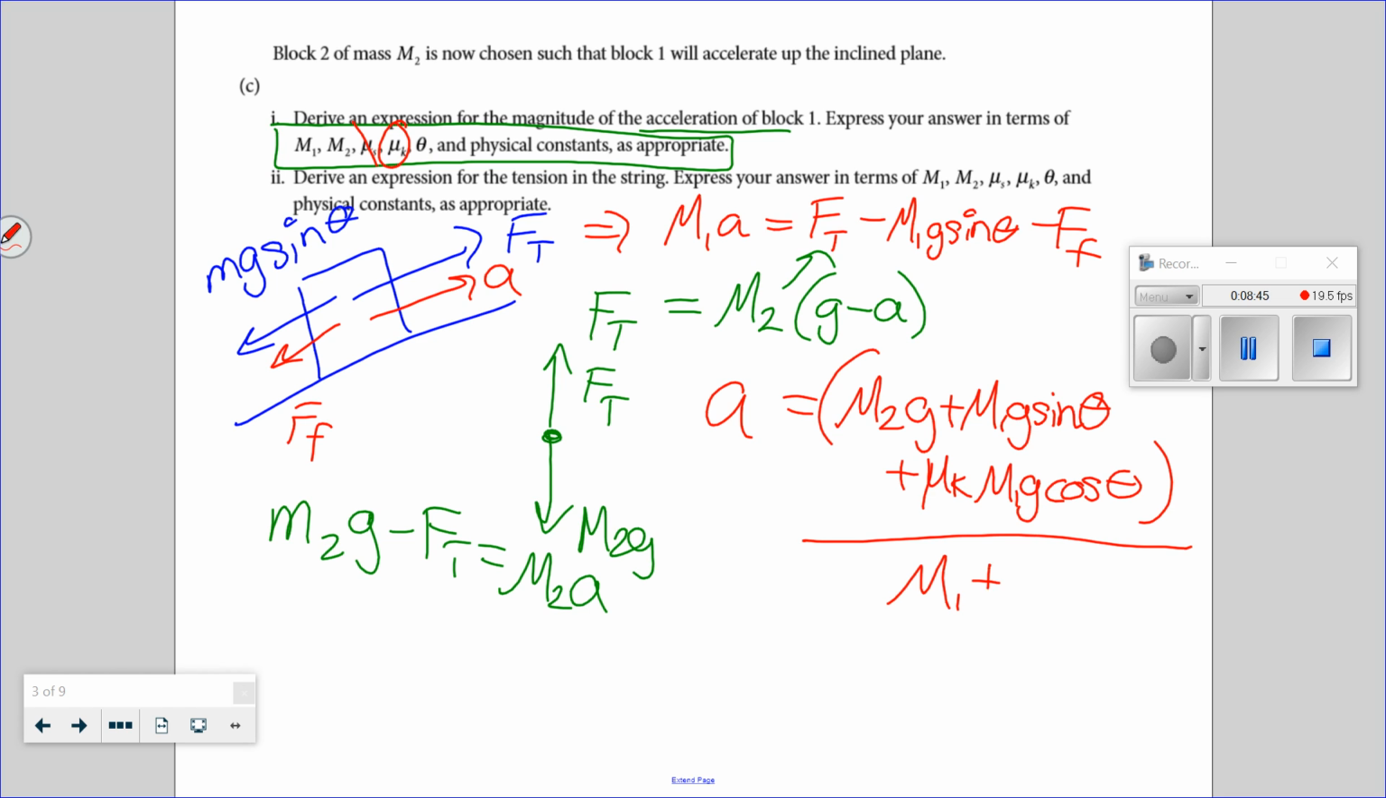Hey, it looks like I added up total forces and divided by the total mass. Seems reasonable. And I'm under time pressure, so I'm kind of going to go with that.